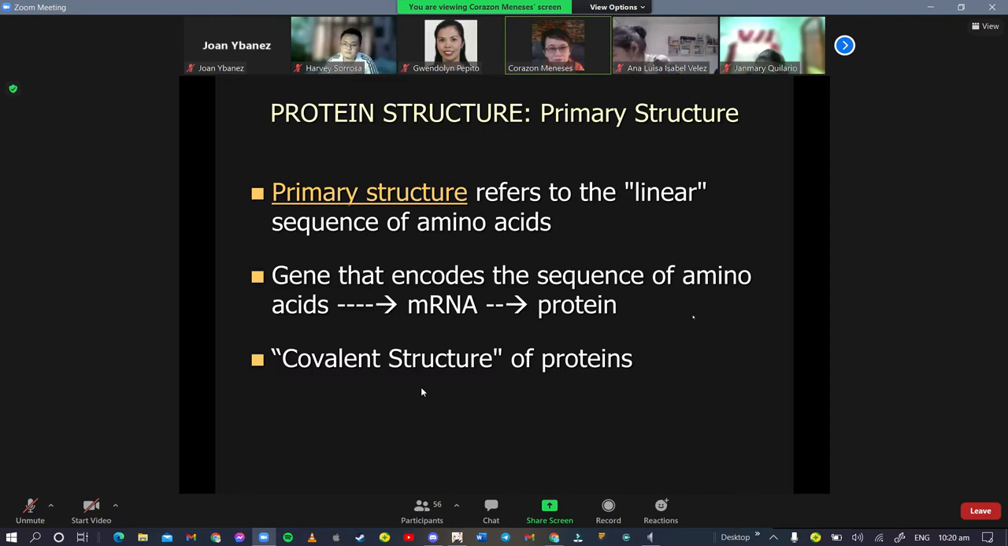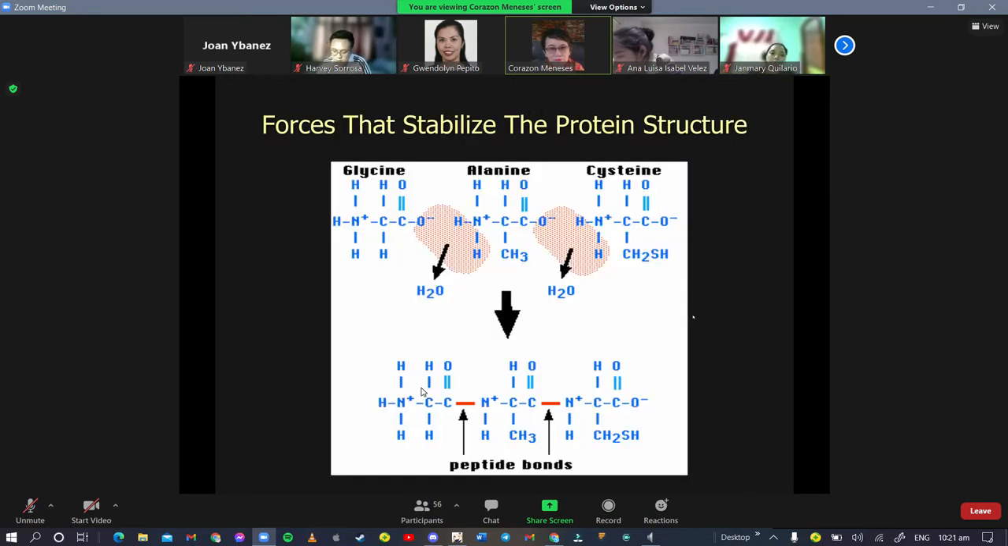That is why it is also called the covalent structure, because there is no other bond happening in the primary structure except for the covalent peptide bond that connects the sequence of amino acids. Okay. So this is just to show you that condensation will follow. There is also a concomitant release of water in the condensation reaction.